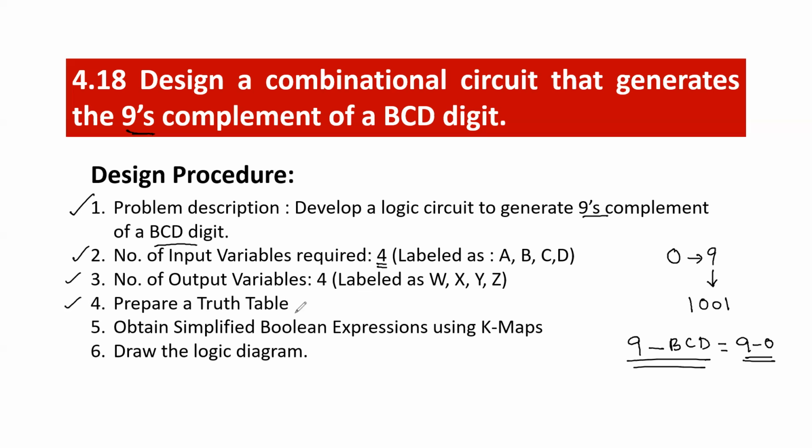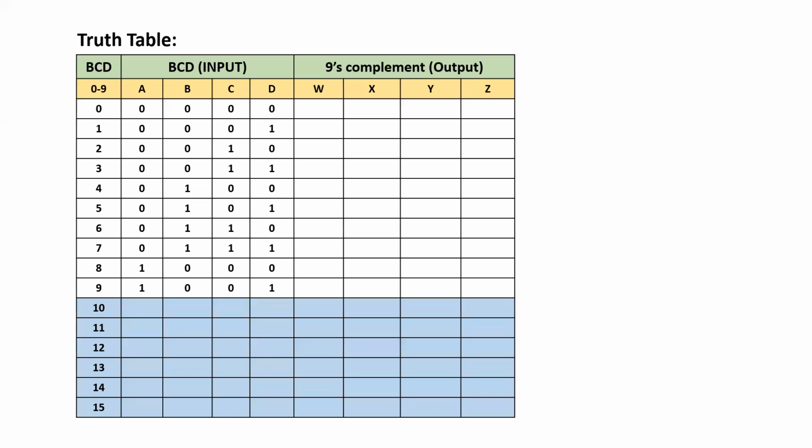Next, prepare a truth table based on the relationship between the input and output. Next, obtain simplified Boolean expressions using K-maps. Next, draw the logic circuit diagram. Now, first we should develop the truth table. A truth table has different columns.